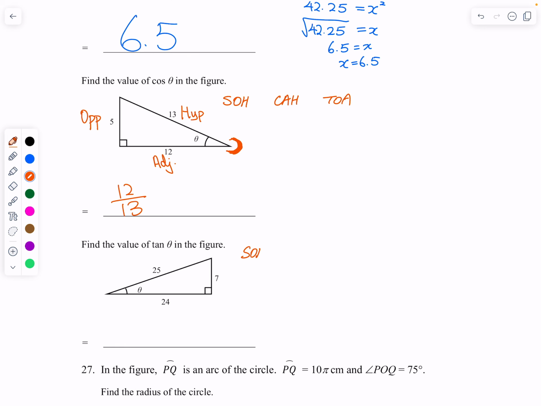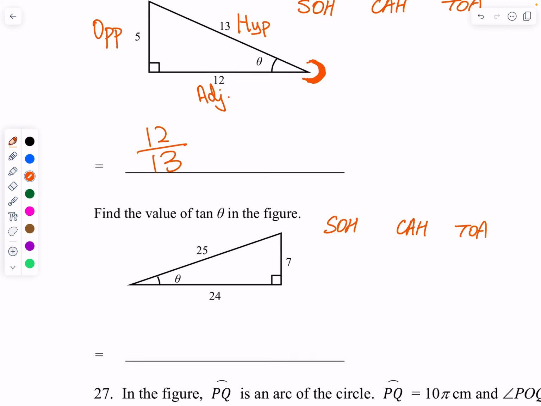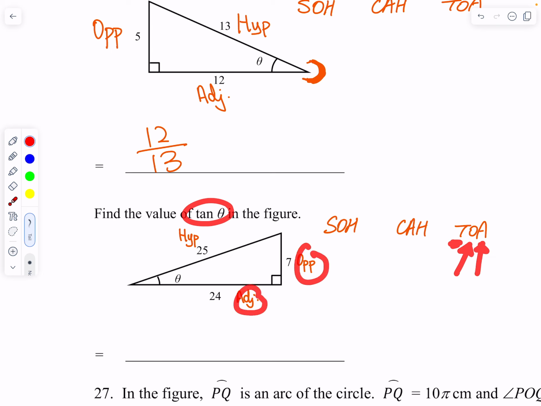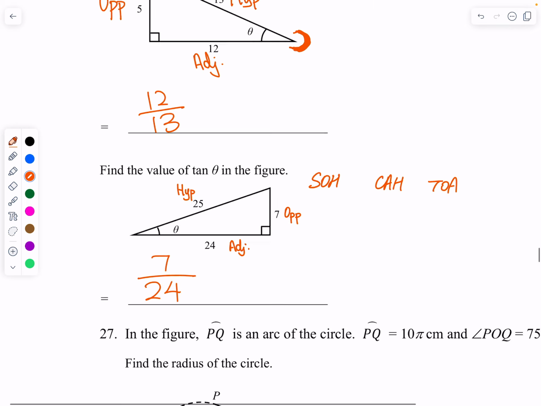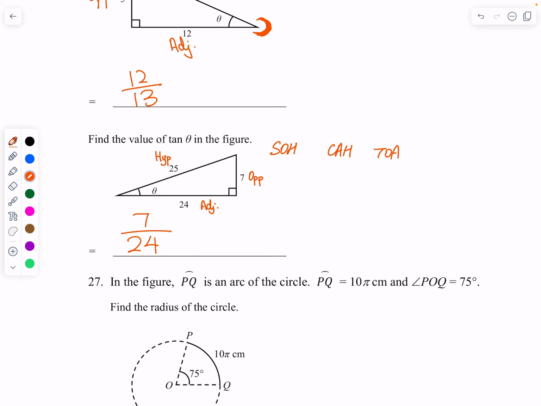Always write it out first. So, ka twa. पहले लिख लें. And then the line facing the angle is opposite, hypotenuse, adjacent. अब हमें क्या चाहिए? We need tangent. Tangent के लिए क्या होता है? Opposite or adjacent. So पहले opposite, फिर adjacent. 7 over 24.